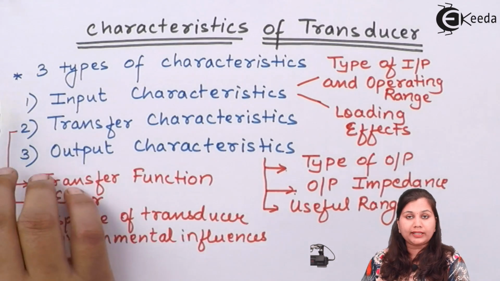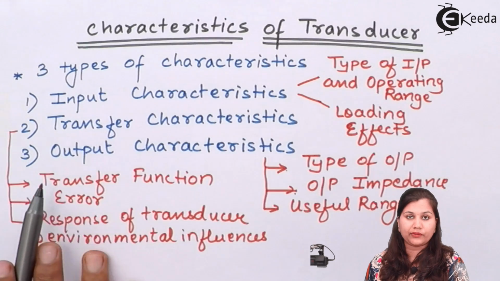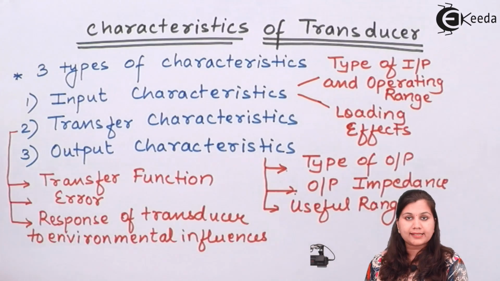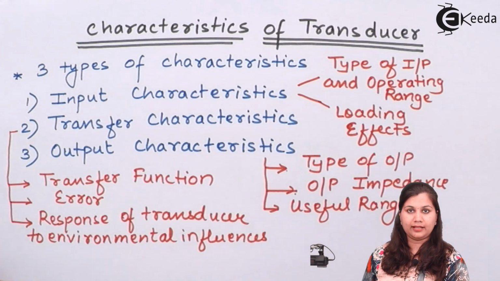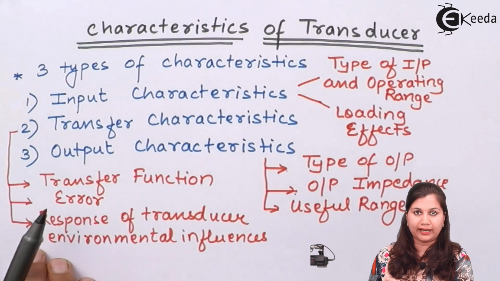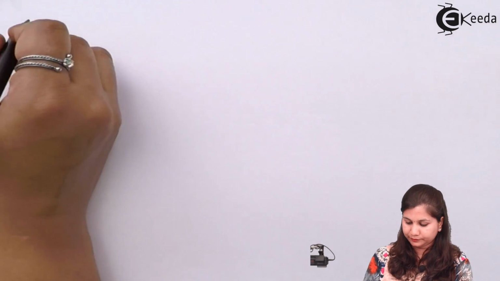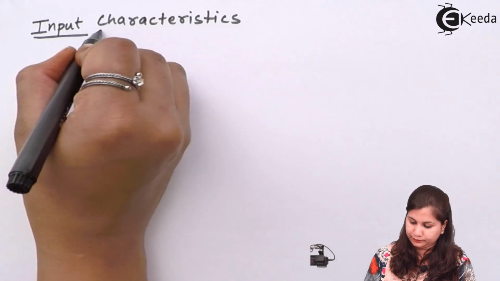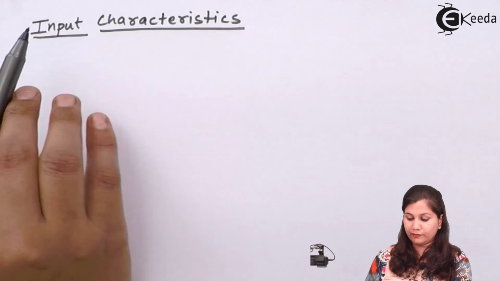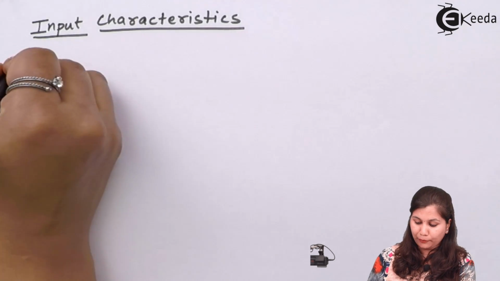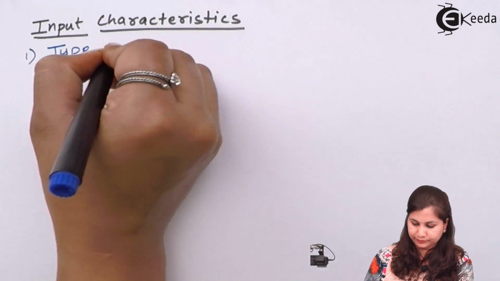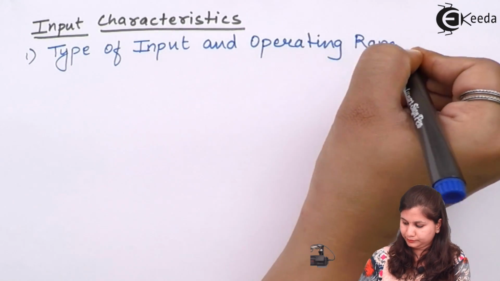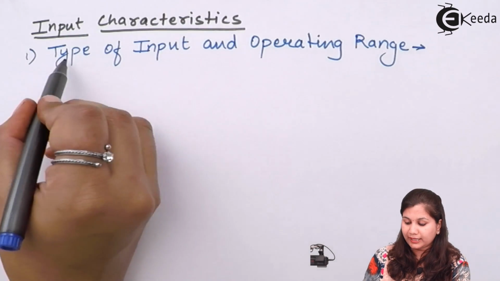Okay, so there are three types of characteristics of transducer: input, transfer and output, and all these three characteristics depend upon different factors. Let us study these characteristics in detail one by one. First we will start with the input characteristics. First factor, as I have said, which influences the input characteristic is the type of input and operating range. So first factor, that is type of input.